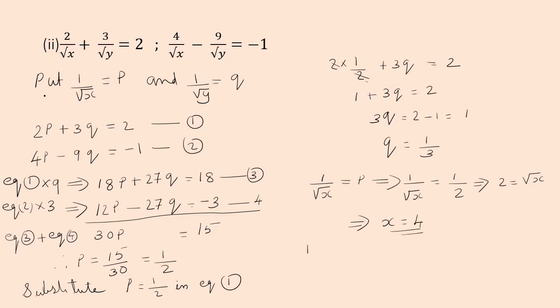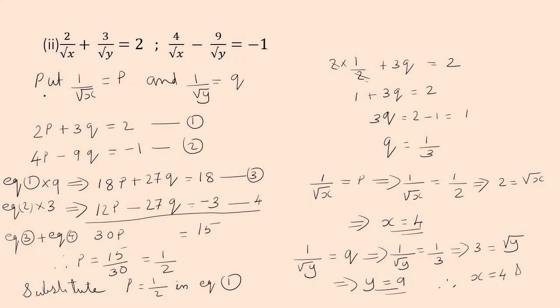Same way, 1 upon root y equal to q, that is 1 upon root y equal to 1 upon 3. Doing the cross multiplication, you can write it as 3 equal to root y. Therefore, y equal to 3 square, that is 9. Therefore, x equal to 4 and y equal to 9 are the solution for the equation.